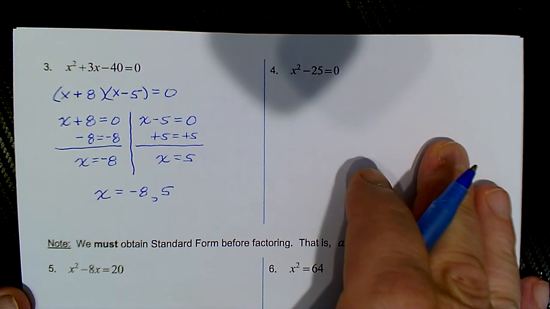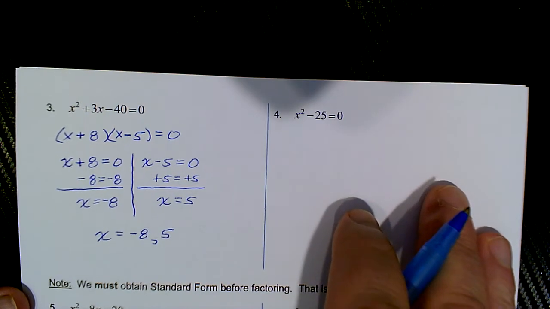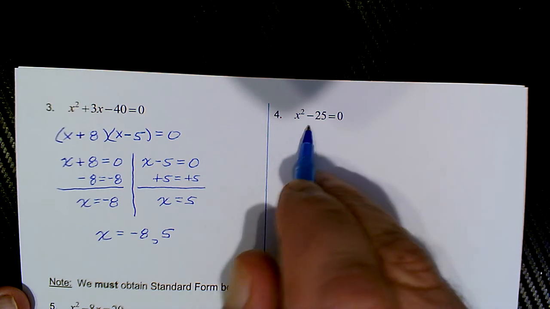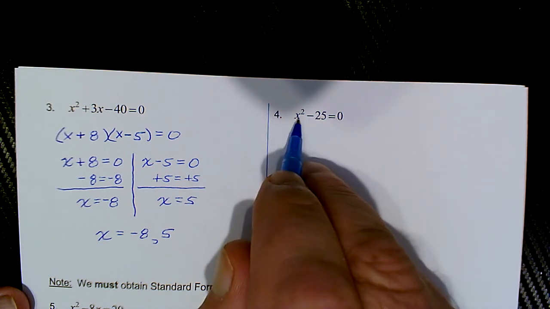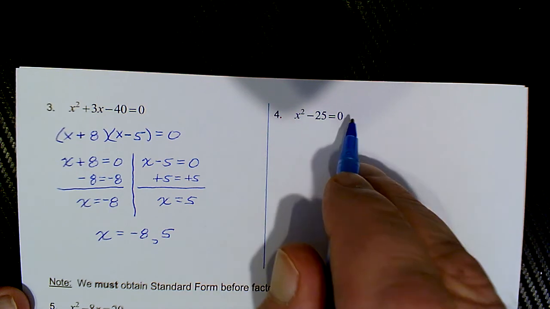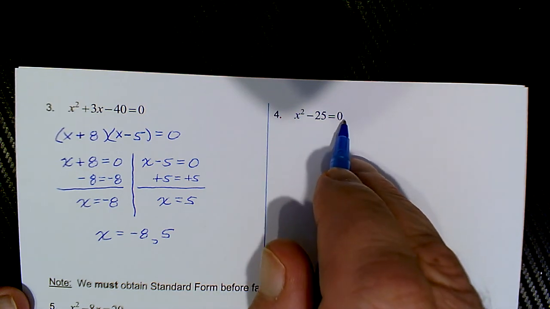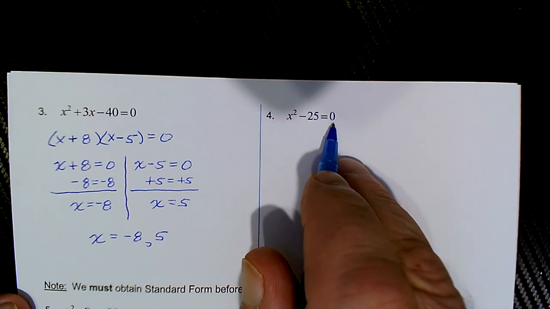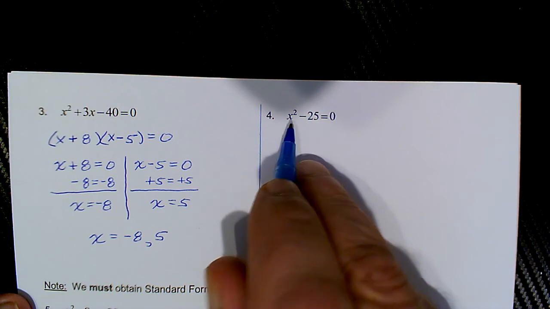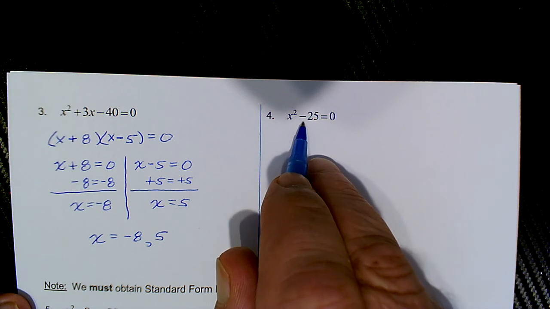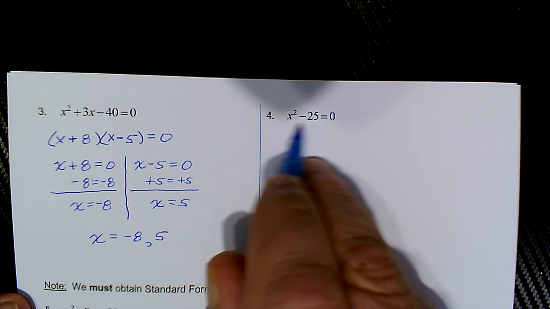It won't make a difference. Alright, first thing to notice about this one is, again, it's quadratic because of the squared term. Second thing to notice, it is in standard form because it's set equal to 0. But then the third thing to notice is that it's special. And it's special because it's quadratic, but it only has two terms.